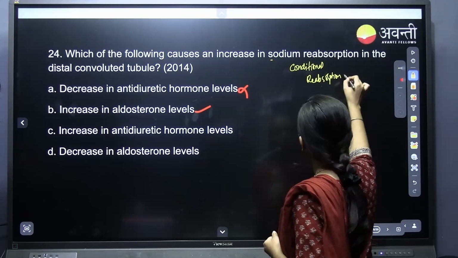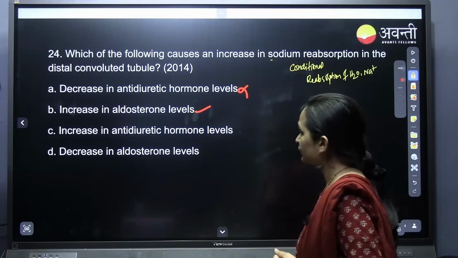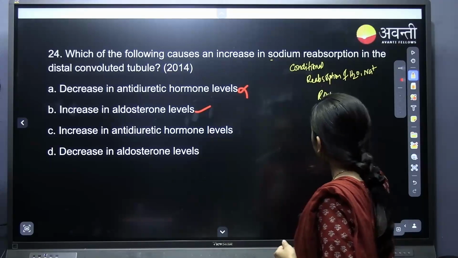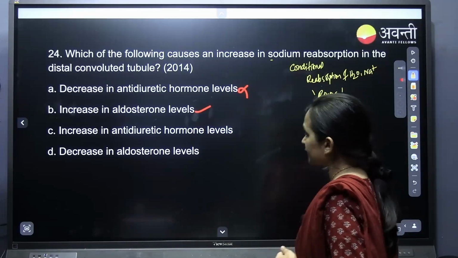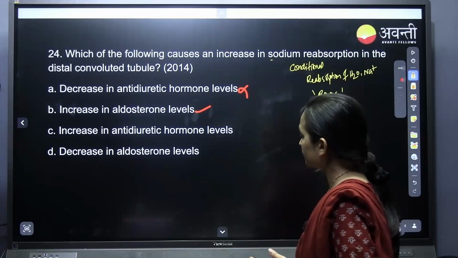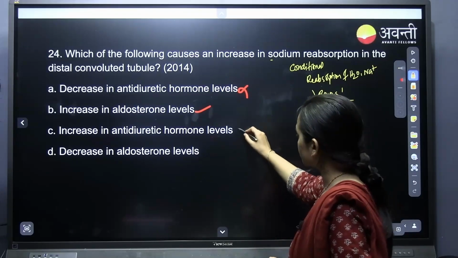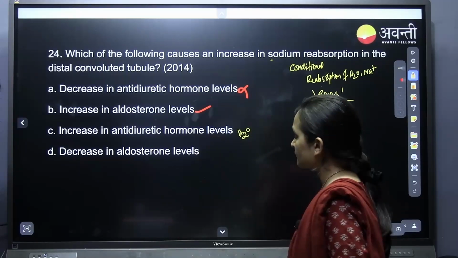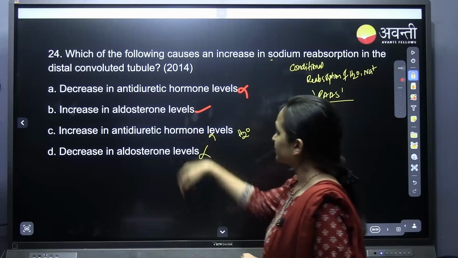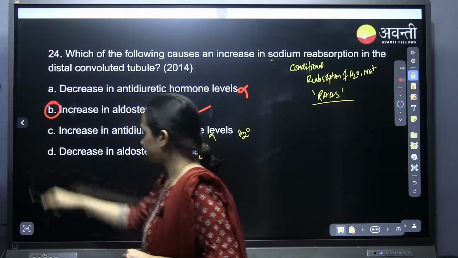Conditional reabsorption of water and sodium ions takes place because of the RAS, that is aldosterone, an increase in the aldosterone level. An increase in the antidiuretic hormone level is for the increase in the concentration; it talks about H2O. And decrease in the aldosterone level, no. So it is B, which is the correct answer.